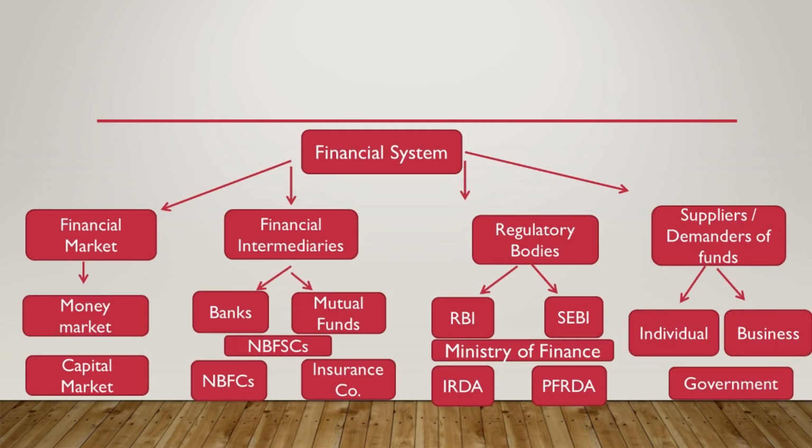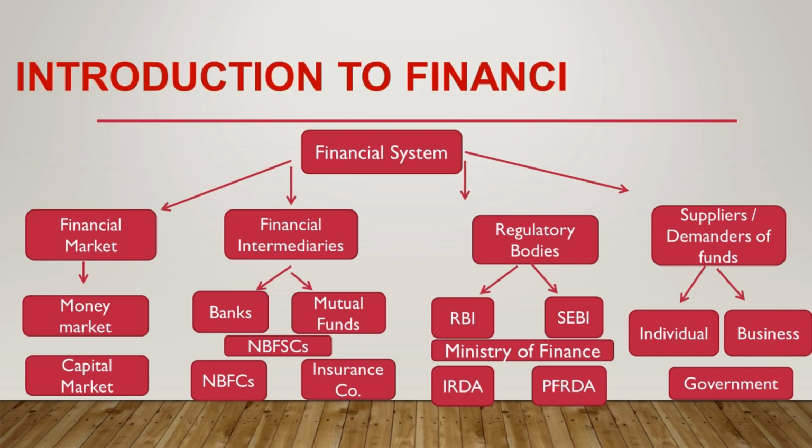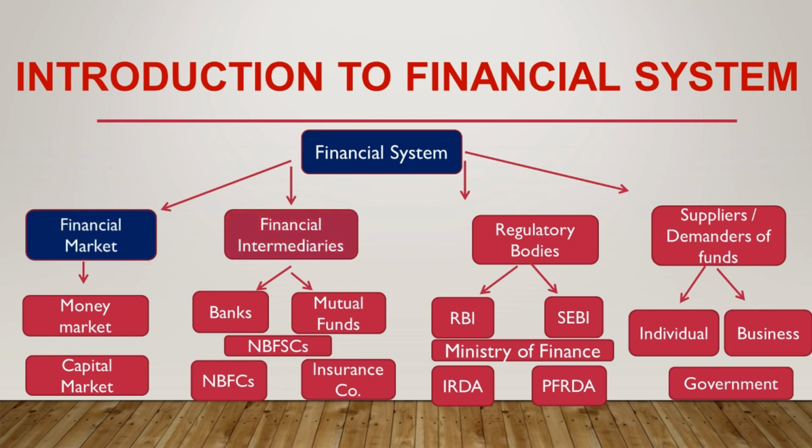So let's get started with our first content slide, which is Introduction to the Financial System. The financial system is further divided into components like financial markets, financial intermediaries, regulatory bodies, and suppliers or demanders of funds. So the financial system comprises many elements, many parts together. We call it a system when it comprises many elements, because it is a broader term, a broader aspect to understand.